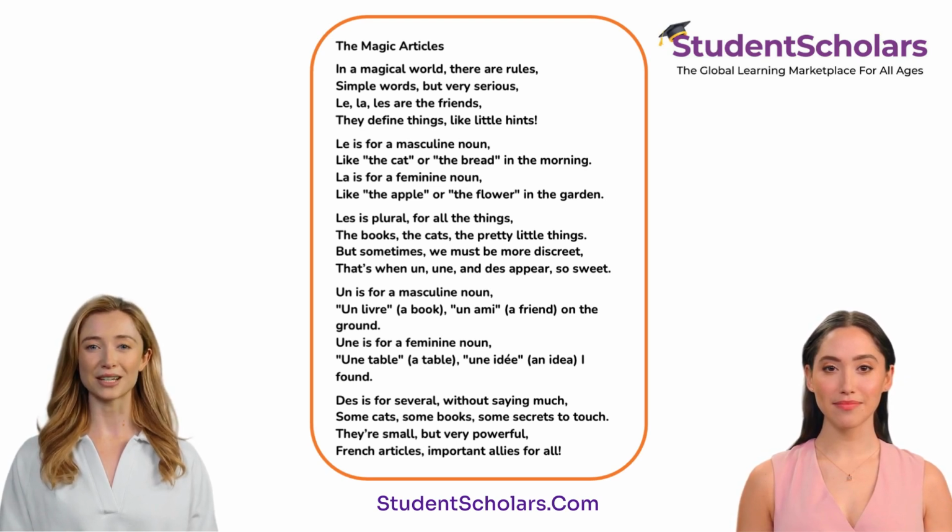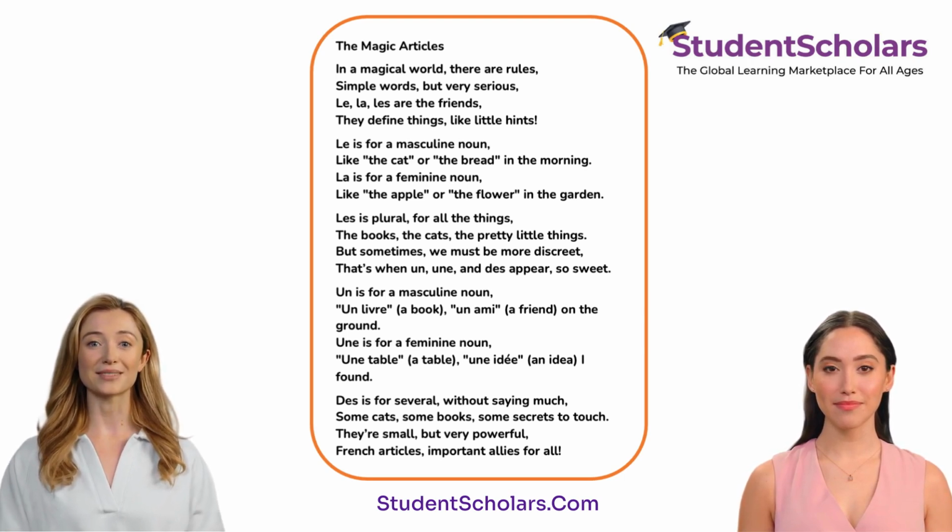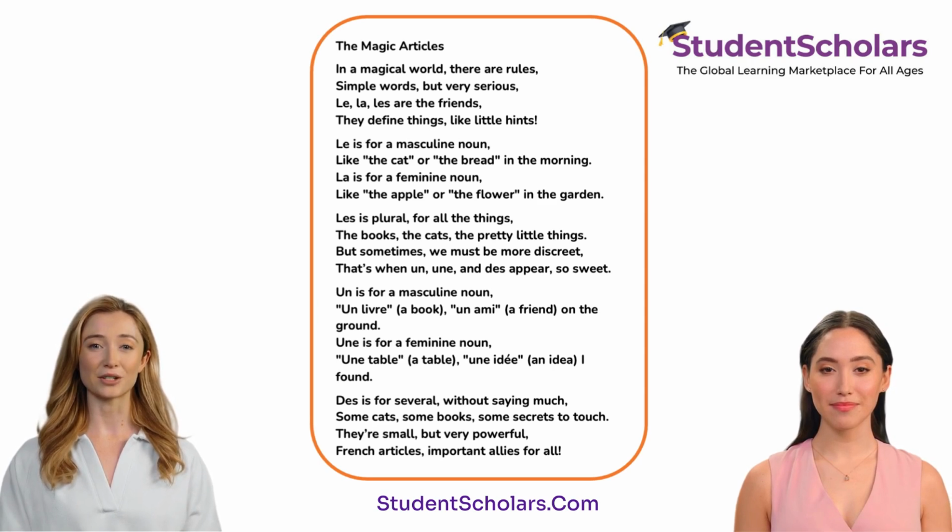Un is for a masculine noun. Un livre, a book. Un ami, a friend on the ground. Une is for a feminine noun. Une table, a table. Une idée, an idea, I found. Des is for several, without saying much. Some cats, some books, some secrets to touch. They're small, but very powerful. French articles, important allies for all. Great work. Bon travail.